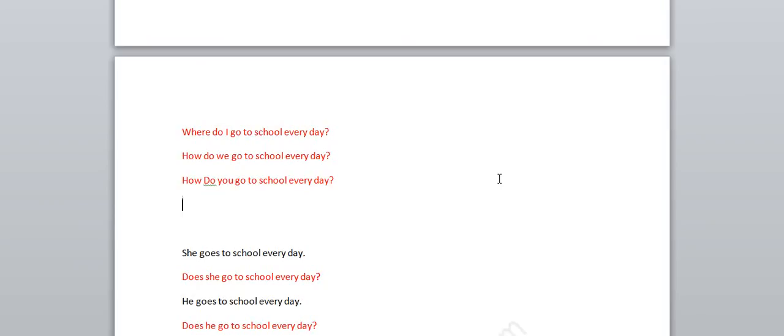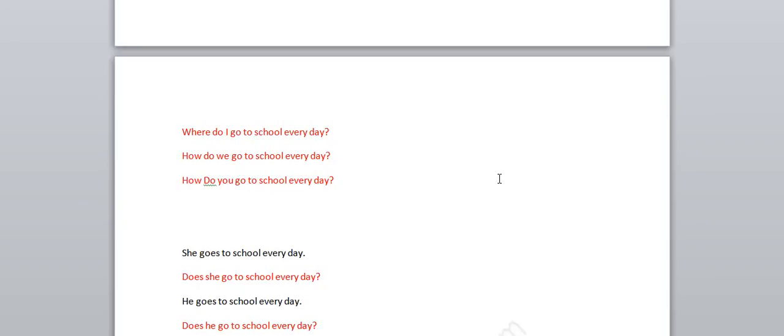Simple present tense is also used for appearance. He seems to be a gentleman. In appearance cases also we need to use simple present tense. He seems to be a gentleman, but he is not a gentleman. Does he seem to be a gentleman? How does he seem to be a gentleman? Like that we can convert into questions. She looks an angel. Does she look an angel? How does she look an angel? Likewise, in appearances also we can use simple present tense.